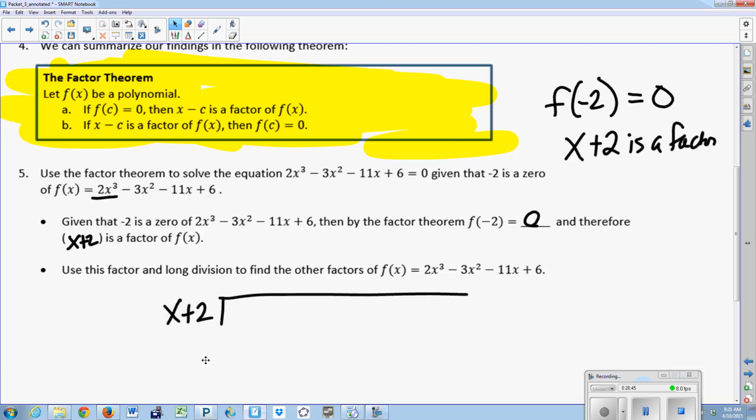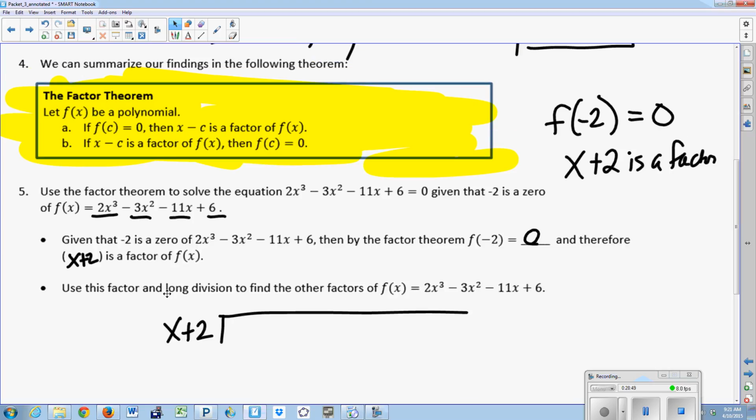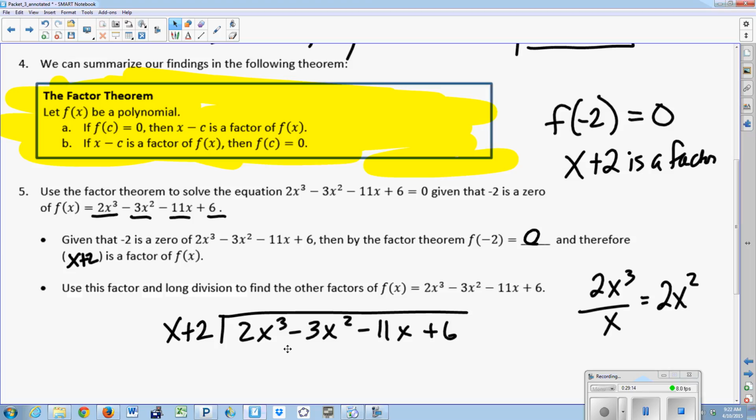Are all of my terms filled in from the highest power to the lowest power? Do I have anything I have to put a 0 in front of? I've got a third, a second, a first, and a constant. Oh, good. So no zeros are needed to hold my place value. All right. So now, x goes into 2x cubed. How many times does x go into 2x cubed? 2x squared. So I bump in 1 and put it above its like place value.